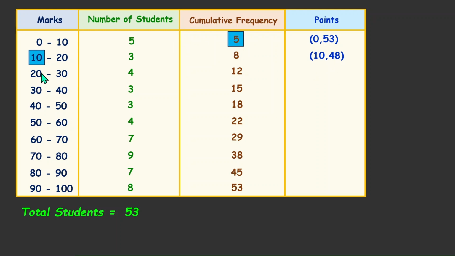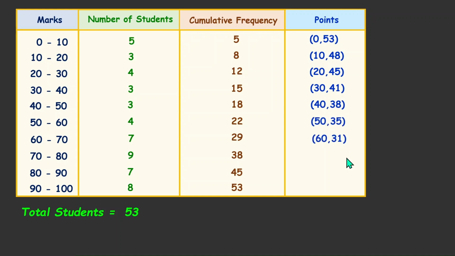And similarly, for more than 20 marks, we'll take the lower boundary 20, and the y term would be total observations, which is 53, minus the cumulative frequency of the previous class. So that is 20, 45. And in the same way, if we write all the points, we'll have 30, 41, 40, 38, 50, 35, 60, 31, 70, 24, 80, 15, and ultimately 90, 8. And you can cross verify because 8 plus 45 is 53. Similarly, 15 plus 38 is 53, right?